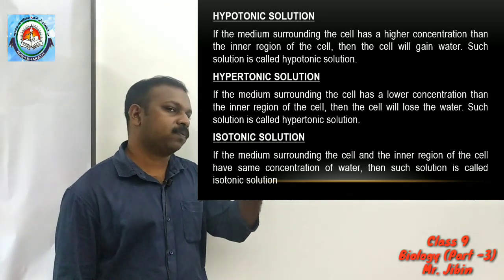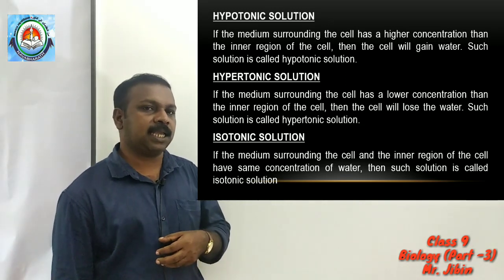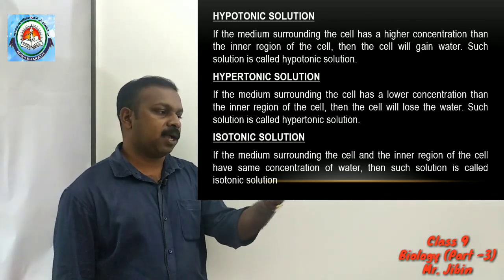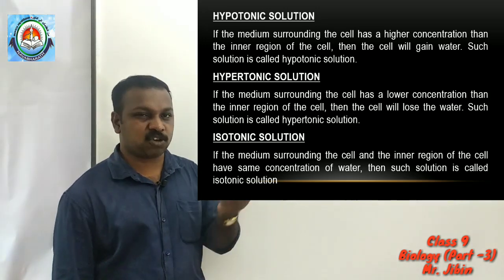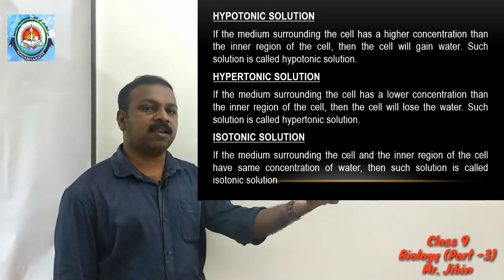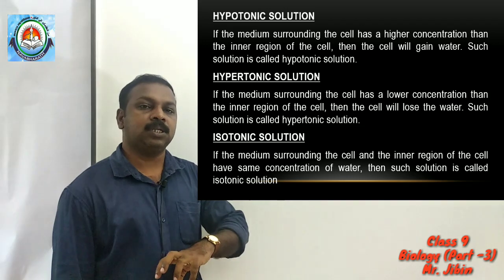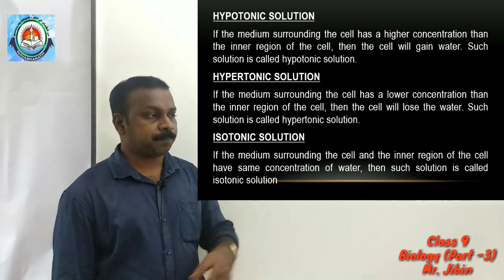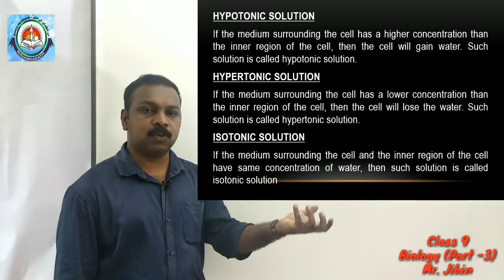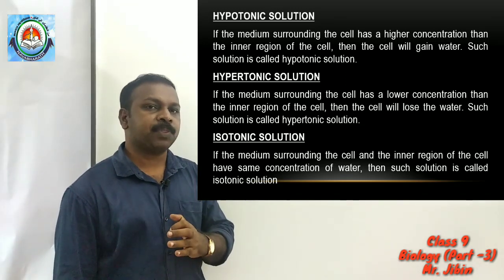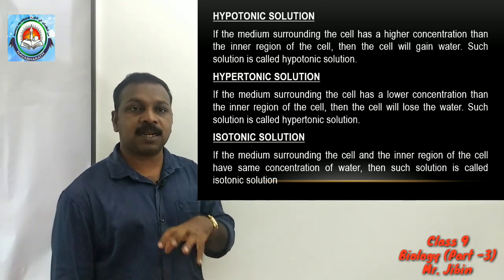Small mangoes, we collect and put in a salt solution. Then after a few days we can see these mangoes have shrunk. It means all the water content from the mangoes has been released and moved out into the outer region. Why? Because in the mangoes, or in plant cells, the water content is more. But in the sugar solution, the water content is very low, because it's a sugar solution, not water.